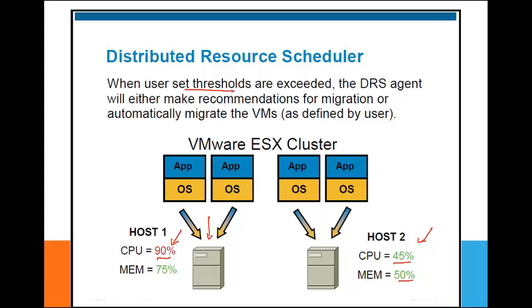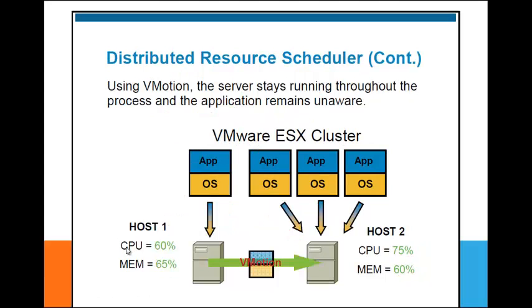When the threshold is exceeded, the DRS agent will either make a recommendation, telling the administrator to migrate, or it can automatically migrate one of the VM loads to the other box so that the load will go down. You can see that pictorially in the next diagram. This we call distributed resource scheduler. Using vMotion, the servers stay running throughout the process and the application remains unaware.